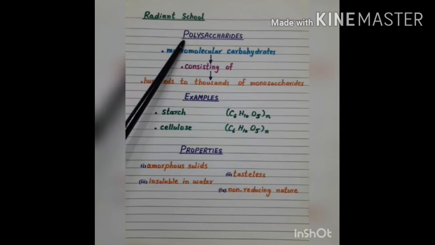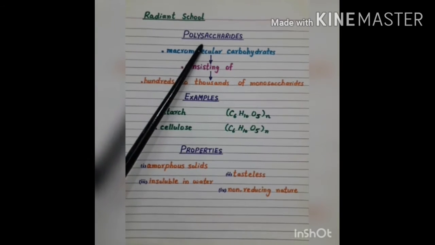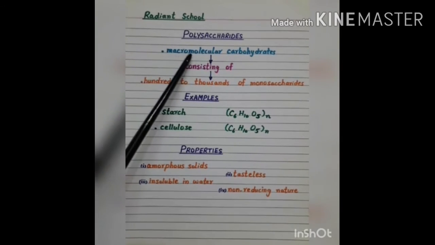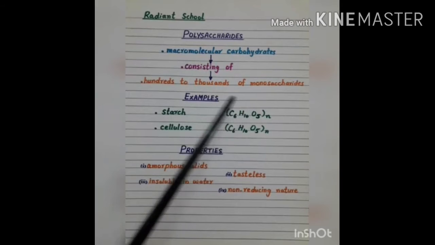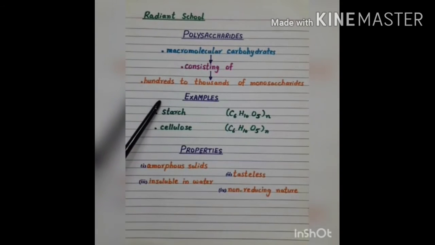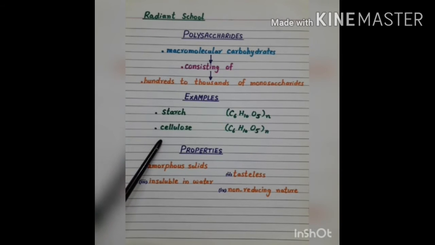Last type of carbohydrates are polysaccharides. Polysaccharides are macromolecular carbohydrates consisting of hundreds to thousands of monosaccharides. The most common examples of polysaccharides are starch and cellulose. Starch is found in potatoes, beans, rice and grains, etc. Starch is a complex carbohydrate.